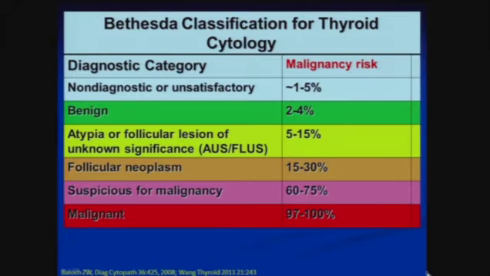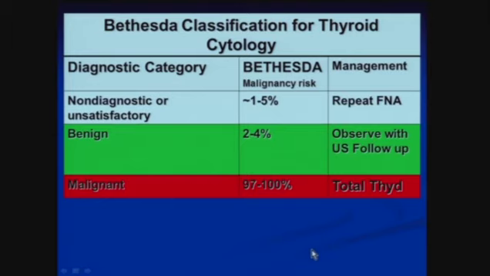But what was very helpful about this category is now we had a very more tightly aligned malignancy risk with each particular diagnosis. As I mentioned before, the non-diagnostic unsatisfactory category does not have a 0% risk, but about a 1 to 5% risk. The benign cytology, 2 to 4%. Atypia of uncertain significance or follicular lesion of uncertain significance, a 5 to 15% risk. Follicular neoplasm, 15 to 30%, suspicious for malignancy, 60 to 75%, and malignant, 97 to nearly 100%. And so now management can very much be dictated by these particular risk categories.